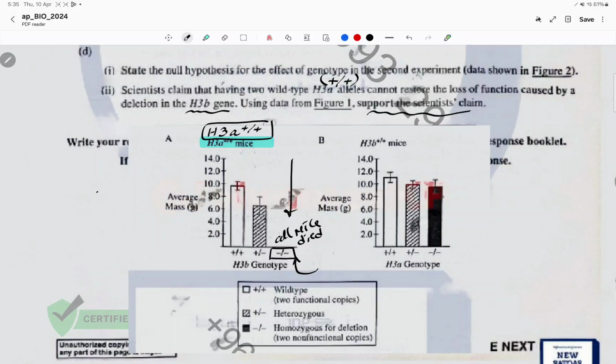You have to talk about having zero average mass. That means all the mice had died.